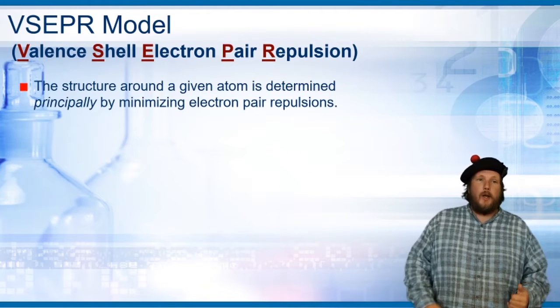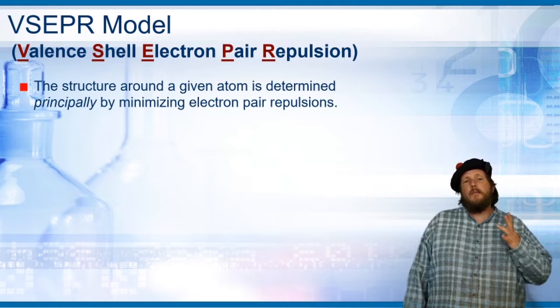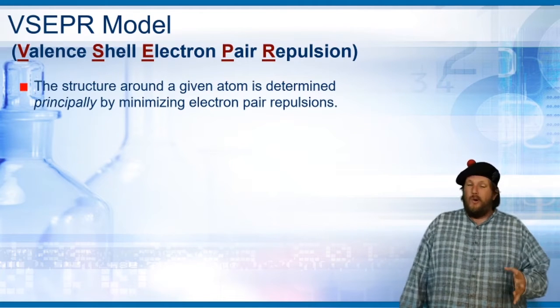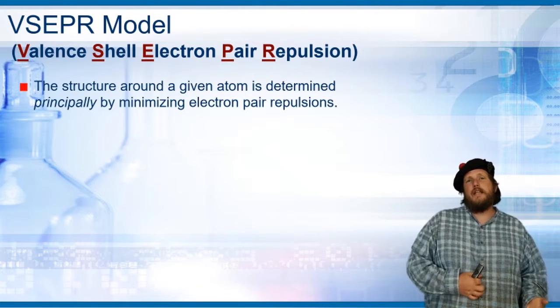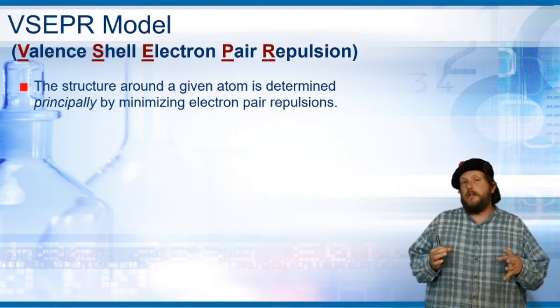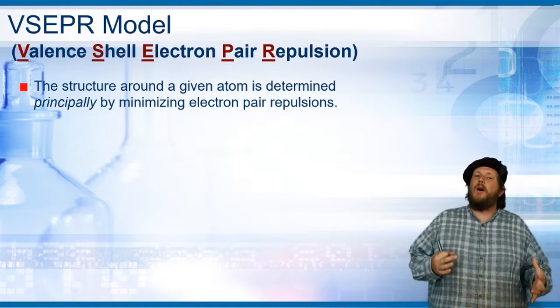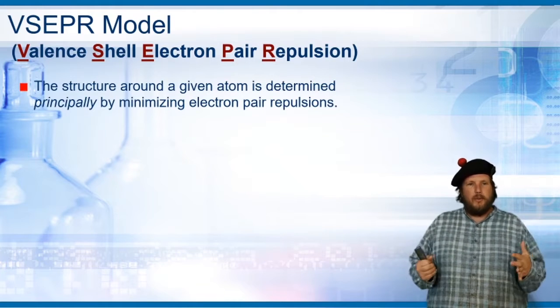Welcome to another video. Today we're going to talk about the VSEPR model, otherwise known as VESPR or VSEPR or something like that. It is the model that helps us to understand molecular geometry, so the shapes of molecules, the shapes of covalently bound things. So the valence shell electron pair repulsion.